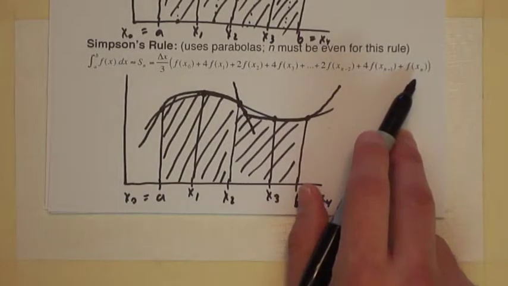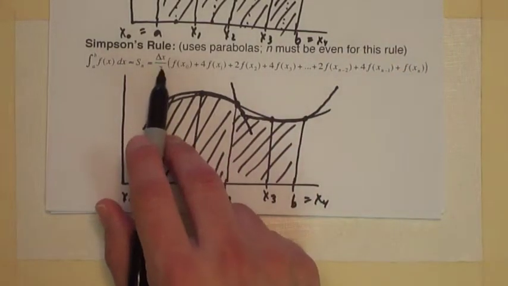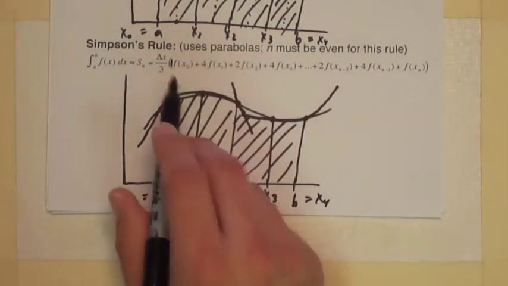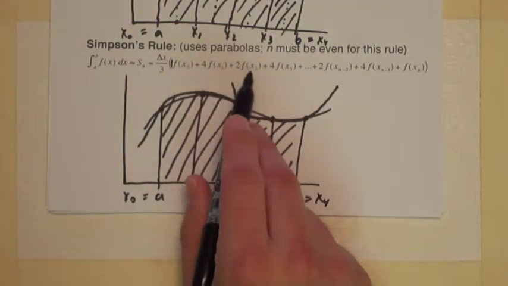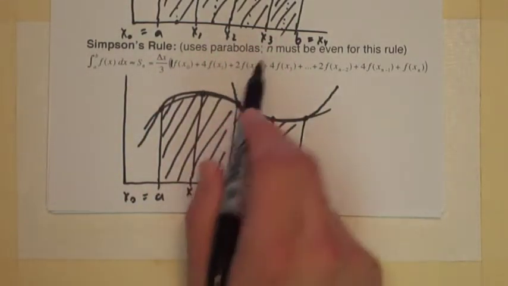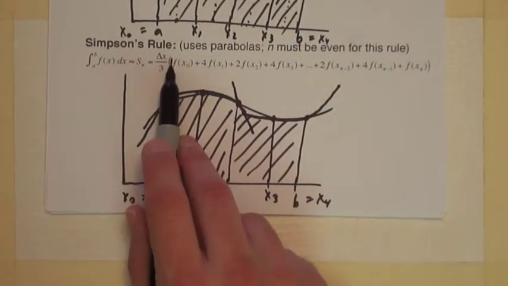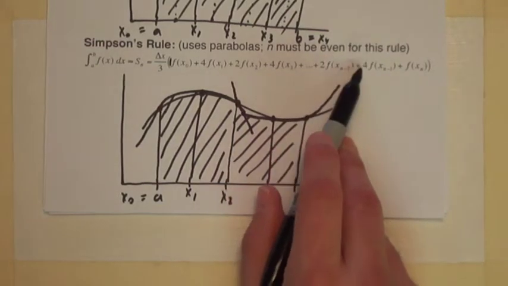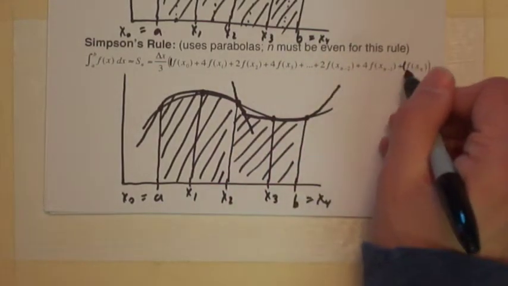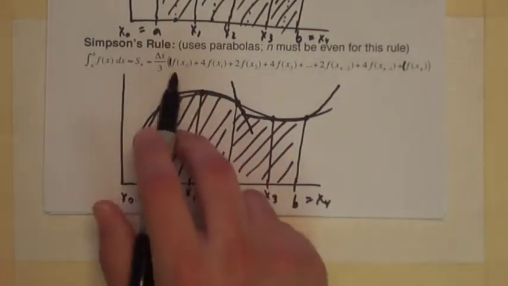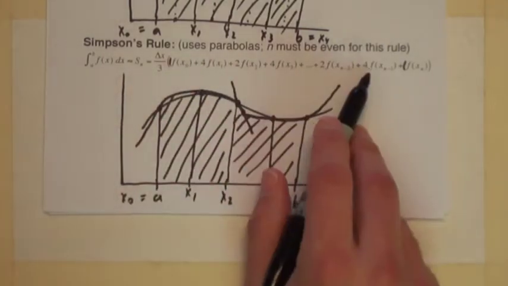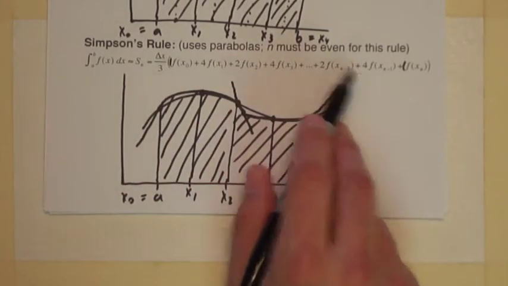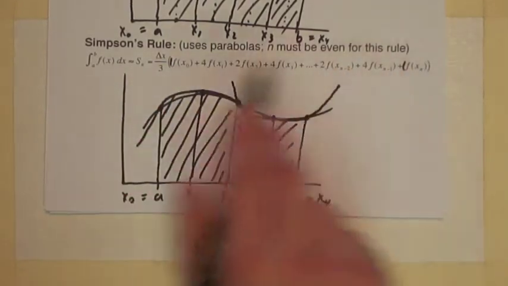If you make the calculation, you get this funny pattern where you get delta x over 3, and then you get f of x0, f of x1, f of x2, just like in all of these formulas, except the pattern of coefficients goes 1, 4, 2, 4, 2, 4, 2, 4, 2, 4, 2, 4, and then the last one is 1 again. So it always starts with a 4 and ends with a 4, but alternates with 2's in between, and then has 1's on the ends.